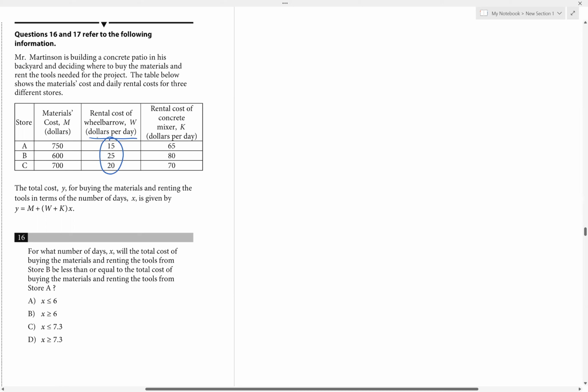Okay, and that's dollars per day, right? So it's going to be how much for each day. And then the concrete mixer is K. Okay, so that's again dollars per day. And the material cost is just a one-time fee, so it's a fixed cost.